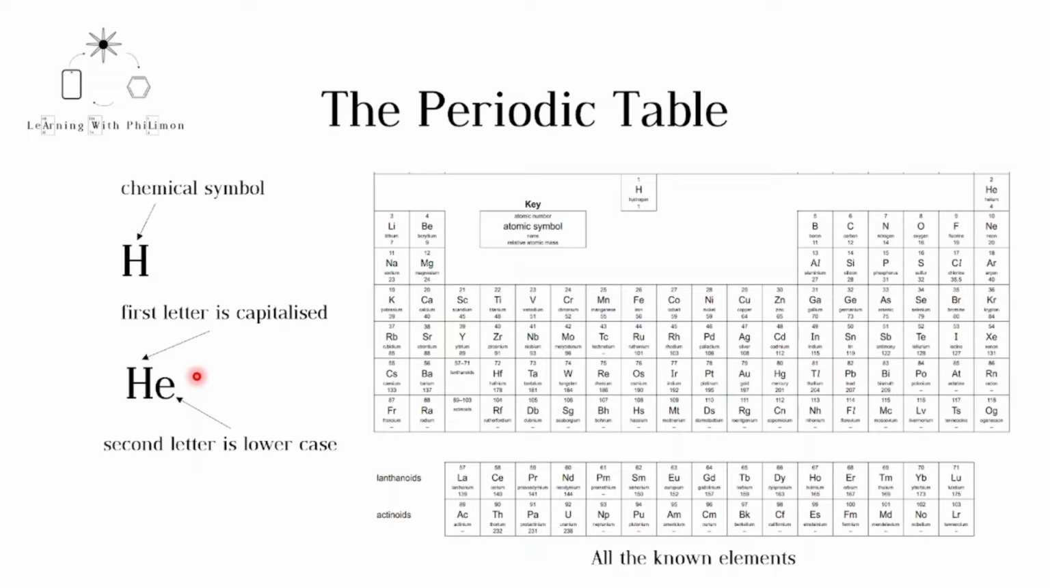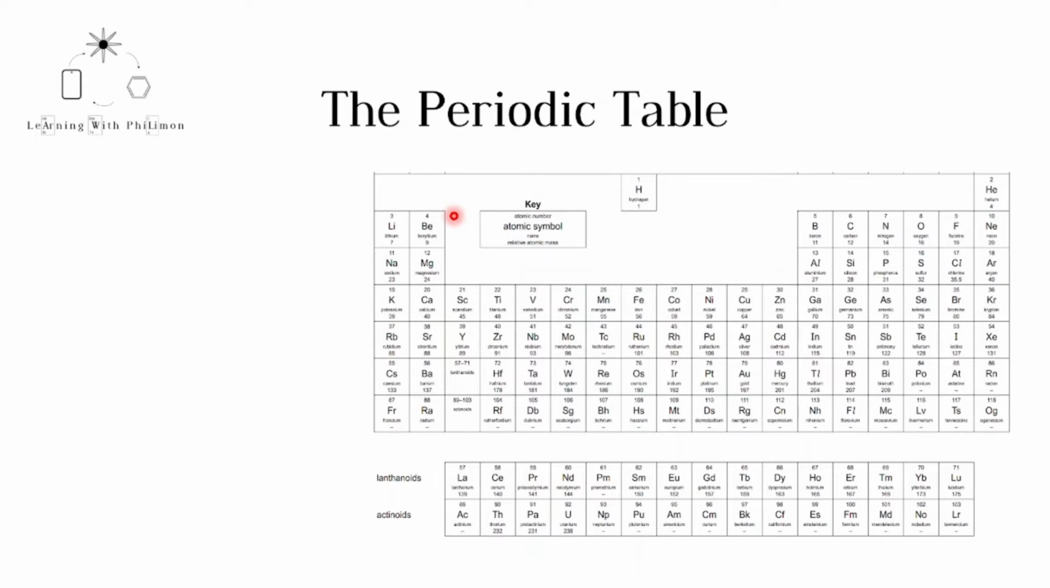However, there are cases where the symbol comes from the name of the element in another language. For example, potassium is represented by a capital K, not a capital P, because in Latin the element was called kalium. In some periodic tables, the full name of the element is written underneath. You will also find two numbers around the chemical symbol for each element.